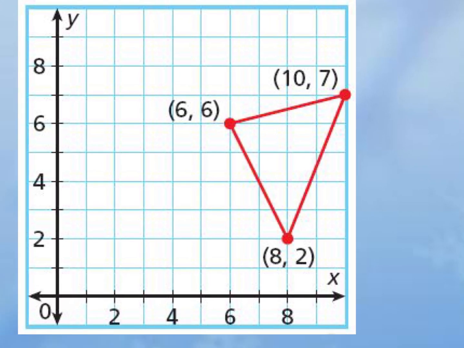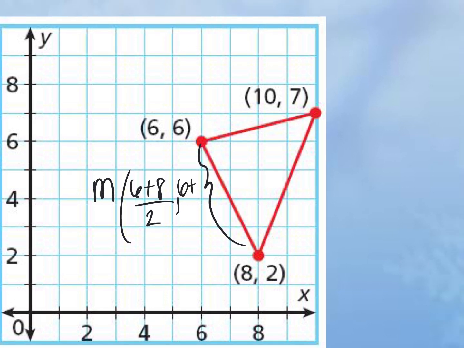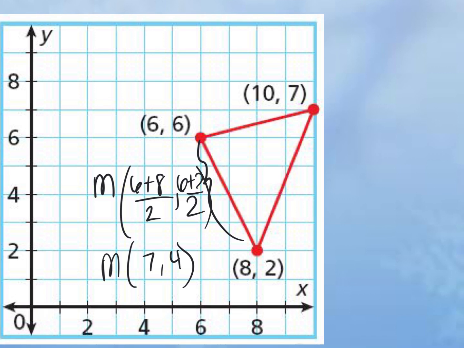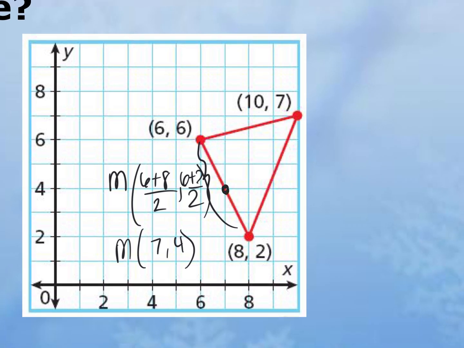So let's take this side over on the left first, and let's find the midpoint. You would add what? 6 and 8, X1 and X2, and then divide by 2. Then you would take 6 and 2, add them and then divide by 2. We're going to get that our midpoint is at 7, 4. Put it on your graph and eyeball it. Does it look to be about the middle of that segment?